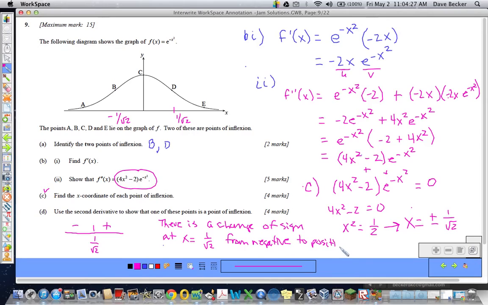Maybe an easier way to do that, as it just popped into my head, would be: f double prime of x changes from negative to positive at x equals 1 over root 2, and you can write it exactly like this. All right, so that'll do it. We are done, and we'll see you next time.